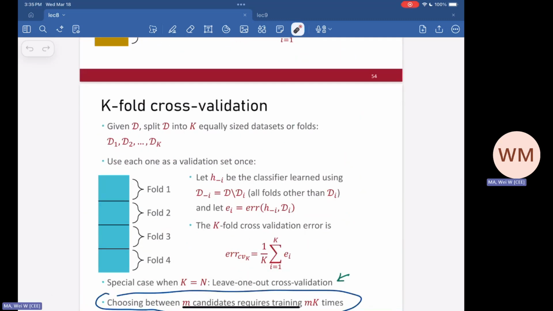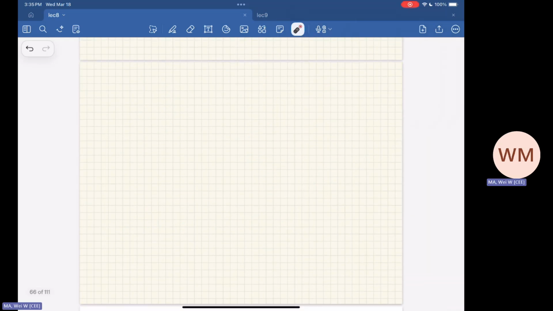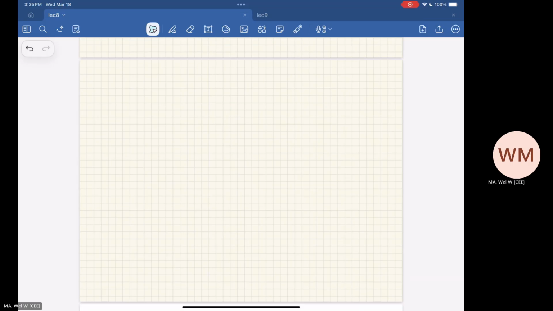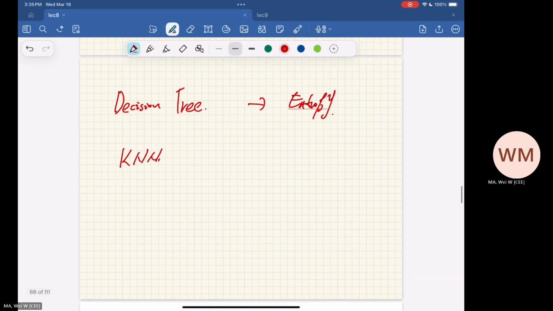So last week we talked about some specific machine learning methods. I think we talked about the decision tree. Okay, so a quick review. In the decision tree, we talked about entropy. And then we talked about KNN. Through KNN, I think we talked about some concepts like inductive bias and some proofs.